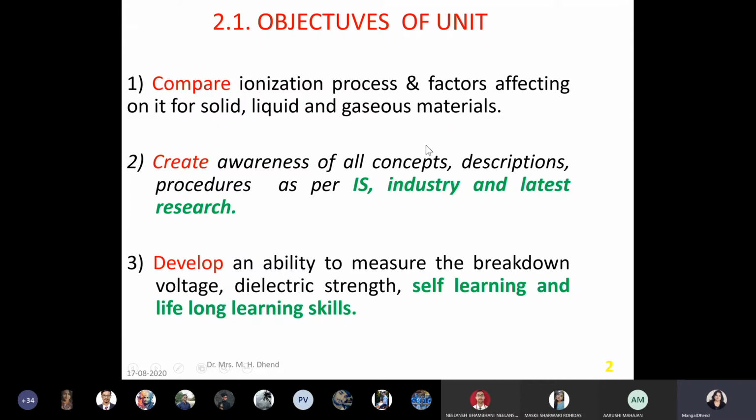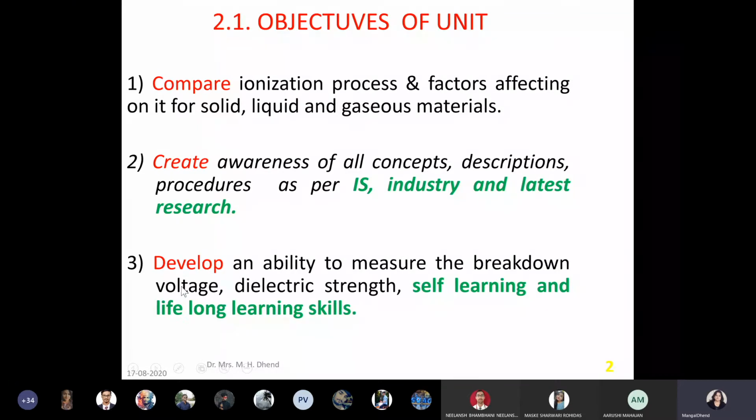If I say describe or explain, directly what you have read, whatever I had told, you can immediately start writing. But when a comparison is there, you have to put your thought in that. You have to see what the difference is, understand it, and then apply that while writing. So comparison is higher level, and just now you have gone through the comparison. So here also you should be able to compare between different ionization processes and factors affecting solid, liquid, and gaseous materials. Then create: you should have awareness of industrial procedures and what the latest research going on is. That is also my objective, or our objective, and you have to show me the outcome.